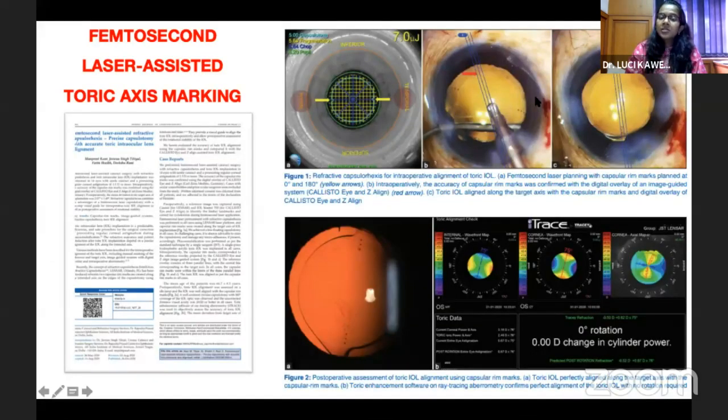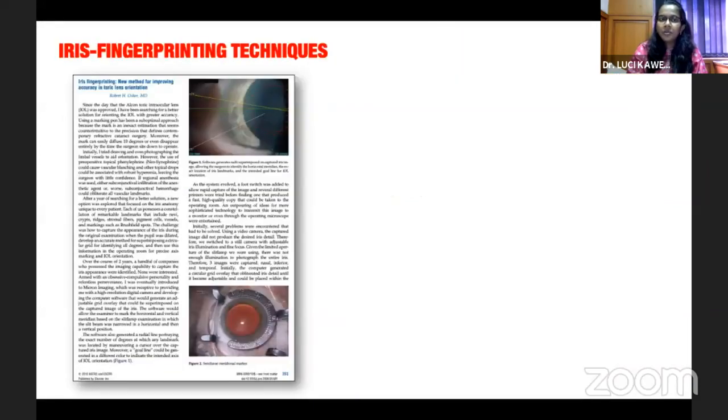So the LenSx system also comes with another option where these markings can be done on the capsular rhexis itself. A case report which was published regarding the same shows that aligning along the axis mark on the capsular rhexis also gives you good outcome with toric. So that is also one of the options, that the toric marking can be done on the anterior capsule also.